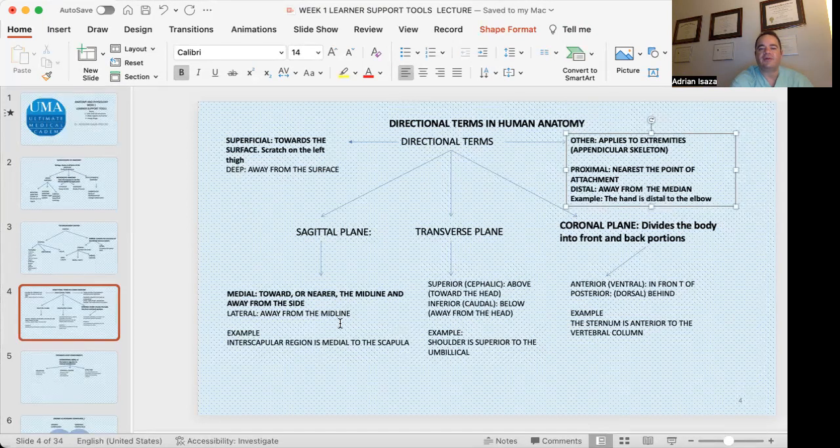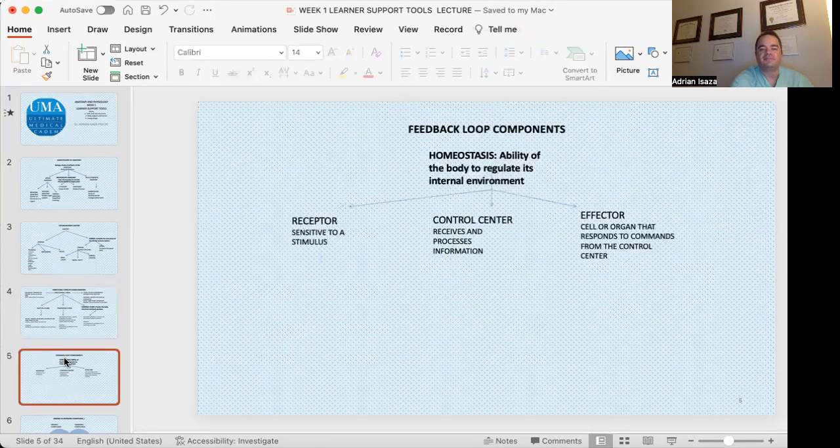Know the coronal plane. Know what medial means. Know what superficial means for sure. Let's move on.